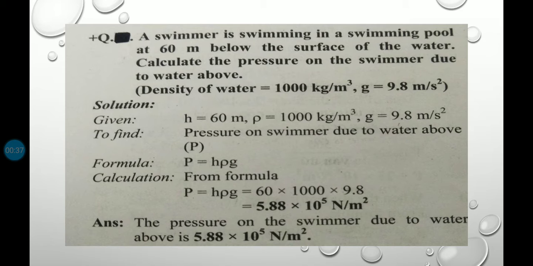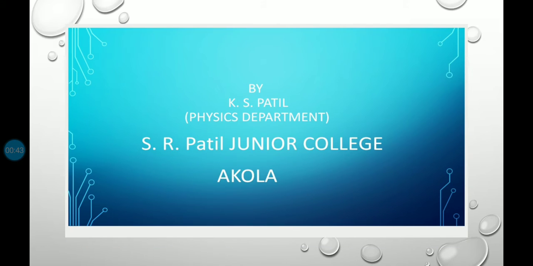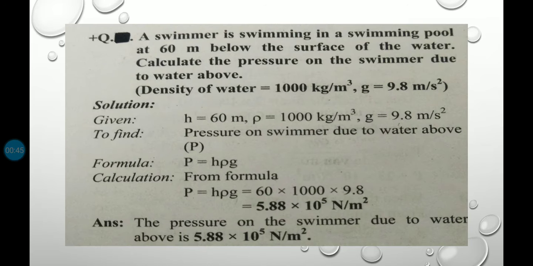The first numerical is: a swimmer is swimming in a swimming pool at 60 meter below the surface of the water. Calculate the pressure on the swimmer due to the water above. Here you have to take the density of water as 1000 kg per meter cube and the gravitational value as 9.8 meter per second square.